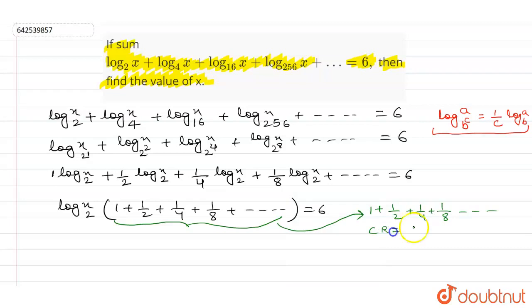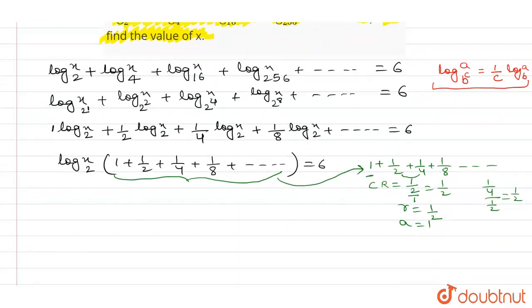So here the common ratio equals a2 by a1, so 1 by 2 by 1, that is 1 by 2. And similarly, if we do the common ratio of this, 1 by 4 by 1 by 2, it is also 1 by 2. So here common ratio r equal to 1 by 2, and our a is equal to 1. A is the first term, so this is the 1. Okay, so this is a GP, geometric progression. So here our series is an infinite series.